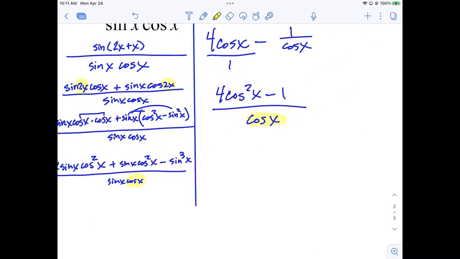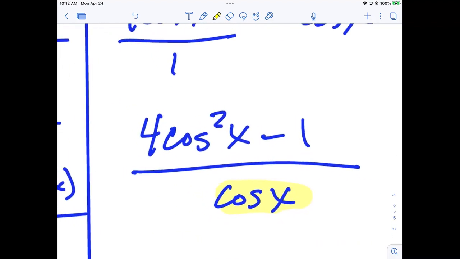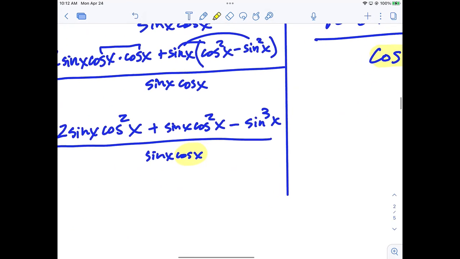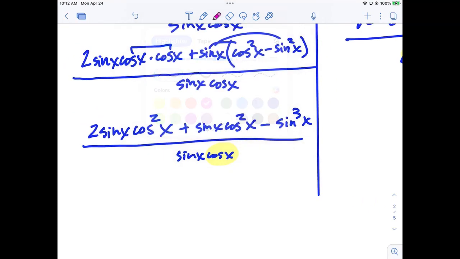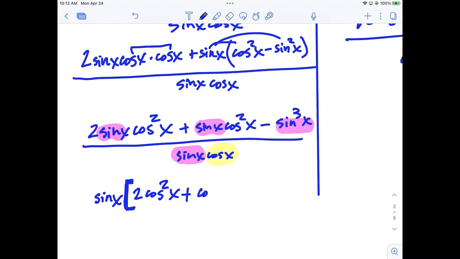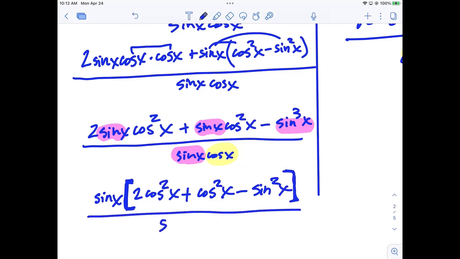And here's what might inform your decision. The right side does not have a sine factor in the bottom, right? The left side does have a sine factor in the bottom. And we can only divide out common what? Factors. So let us factor out the sine of x in the top. Sine of x. I'm going to put a beefy bracket. I like beefy brackets. 2 cosine squared of x plus cosine squared of x minus sine squared of x, beefy, all over sine x cosine x.